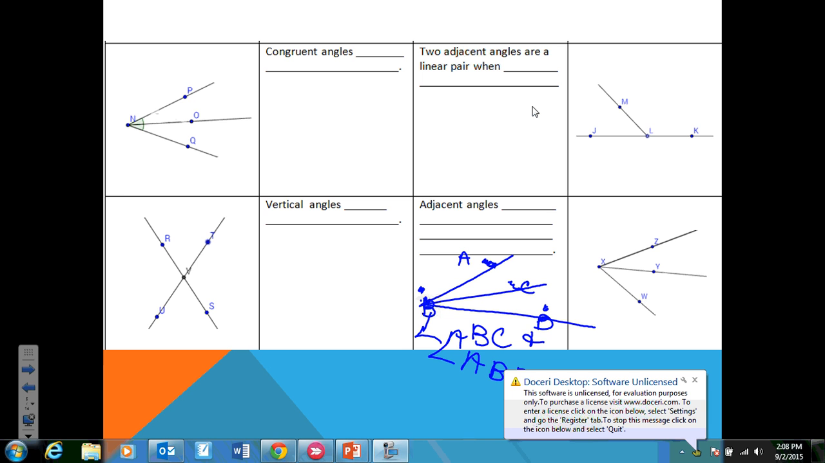The last one is vertical angles. Vertical angles have sides that are two pairs of opposite rays. Vertical angles are angles that have sides that are two pairs of opposite rays.